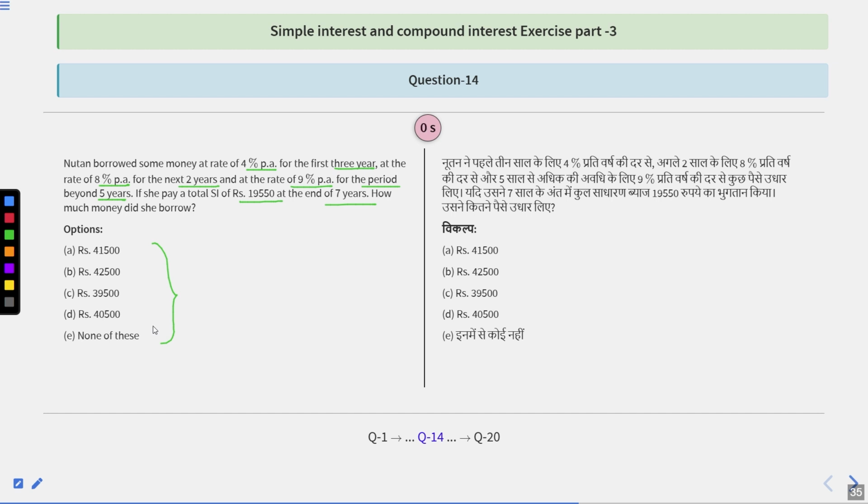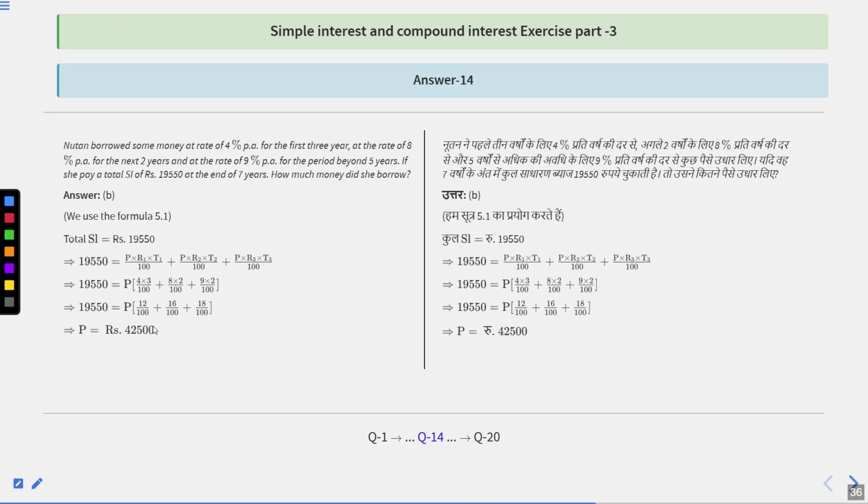Now time's up. Let's see the solution. According to the question, we can write it. Simple interest we got total 19,550. So we can say that 19,550 is equal to P into R1 into T1 upon 100 plus P into R2 into T2 upon 100 plus P into R3 into T3 upon 100, which is given in the question.